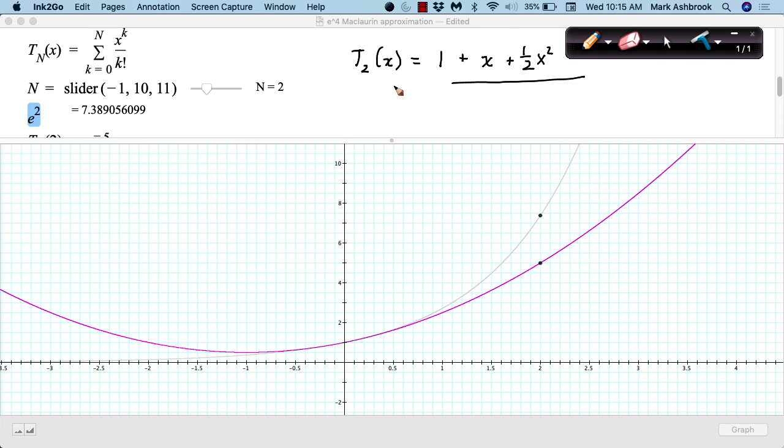What would you do? Center it on whatever your x is. So we're already centered on 0. That's what this is. It's centered at 0. But now I want to use that polynomial. So I think you're thinking the right thing, but you don't want to. It's already centered at 0.